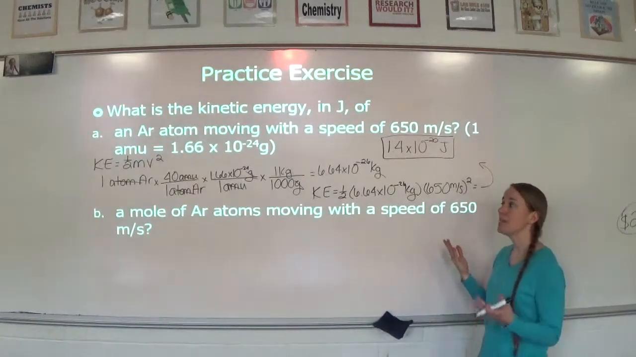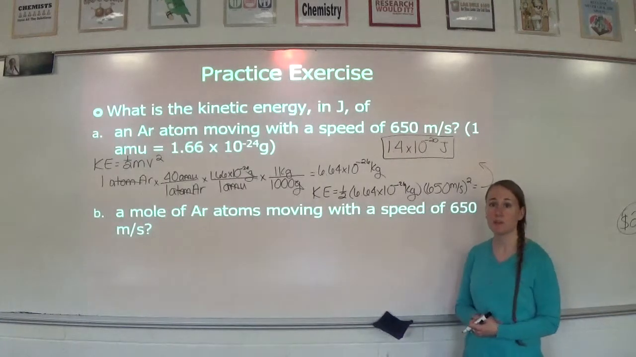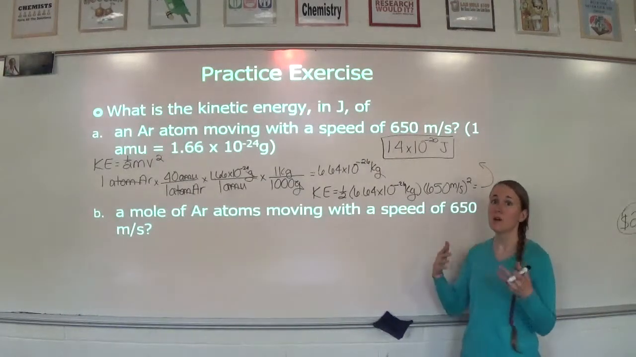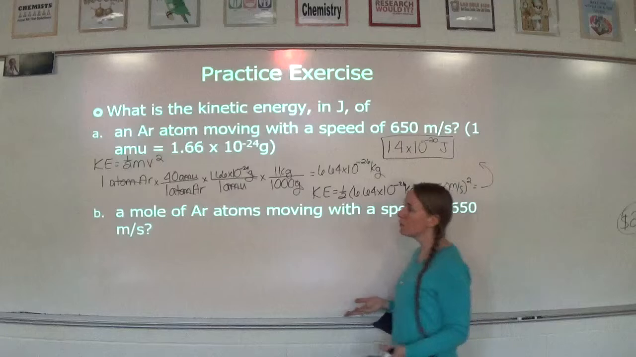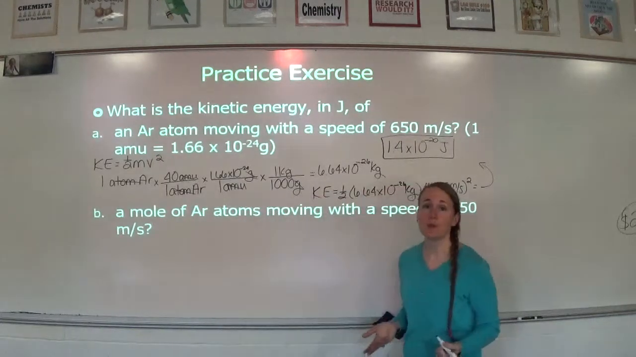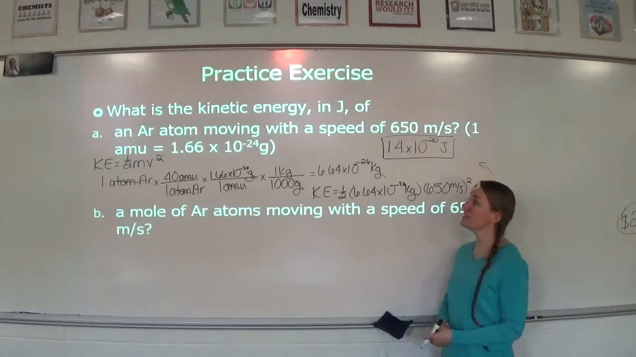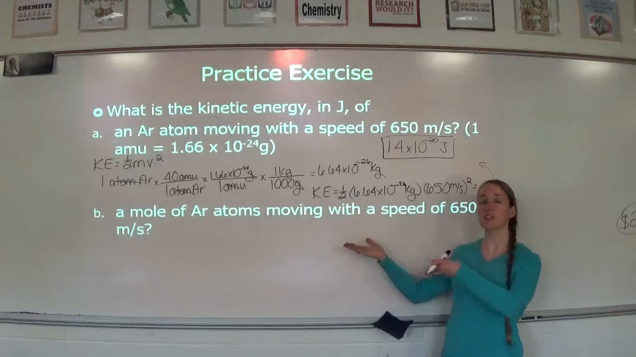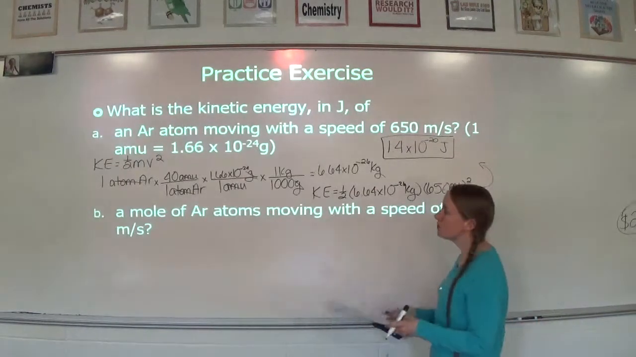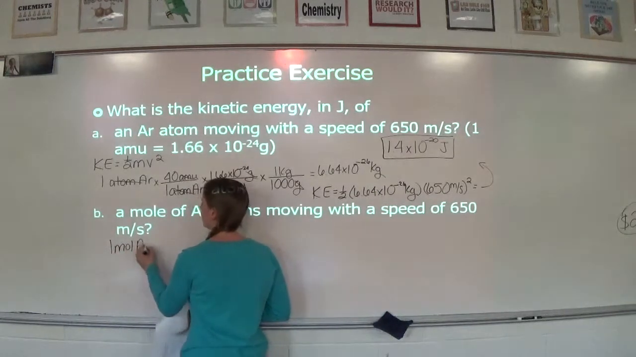All right, so let's look at part B. So this time it says a mole of argon atoms moving with a speed of 650 meters per second squared. Okay, so in this case, we don't just have one anymore, we have 1 mole of them. So what do we know about a mole? Well, we know that 1 mole is, of course, 6.02 times 10 to the 23 atoms. Now, there's always more than one way you can solve a math problem. You'll hear me say that in class all the time. So I'm just going to show you one way, but there are other ways that you could do this one too.